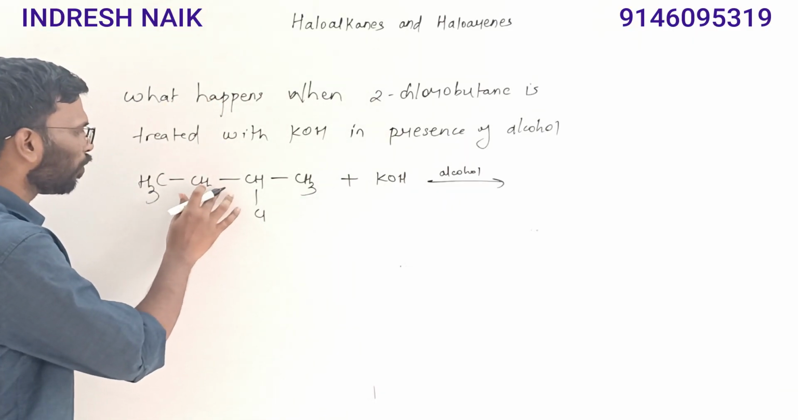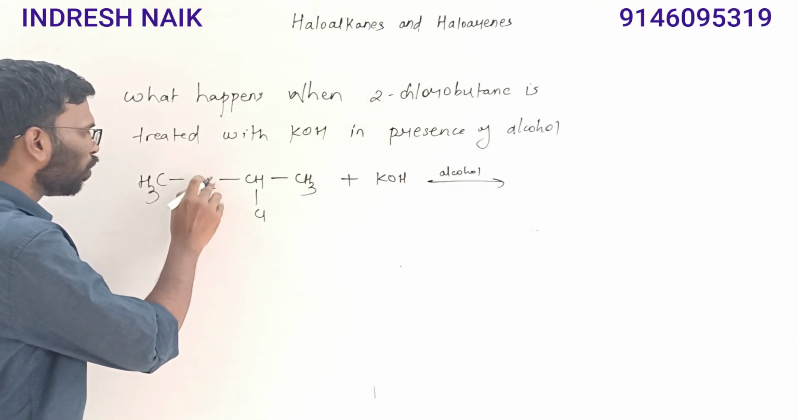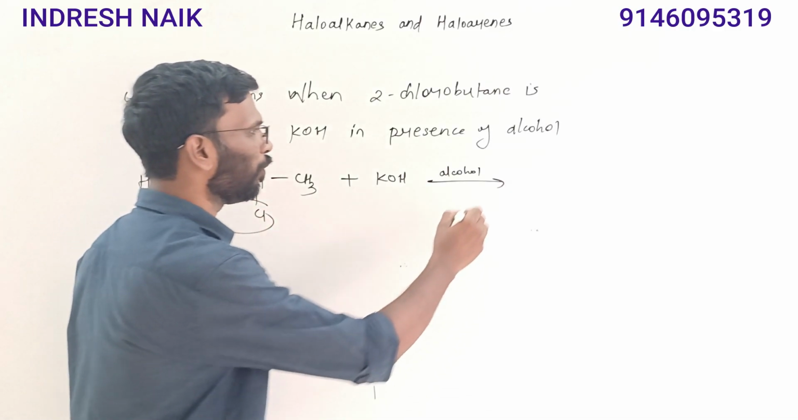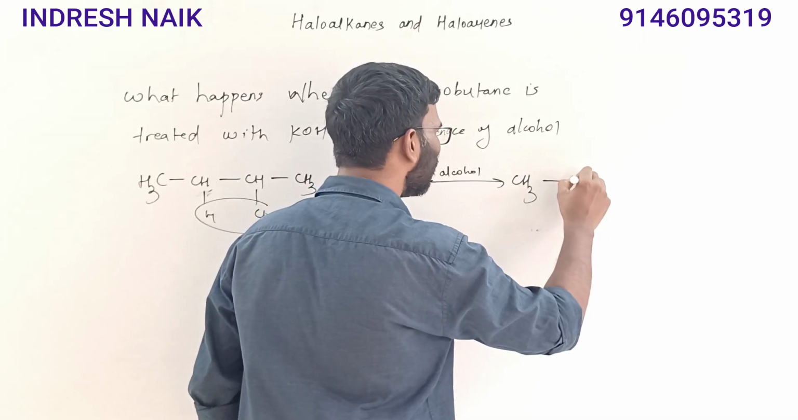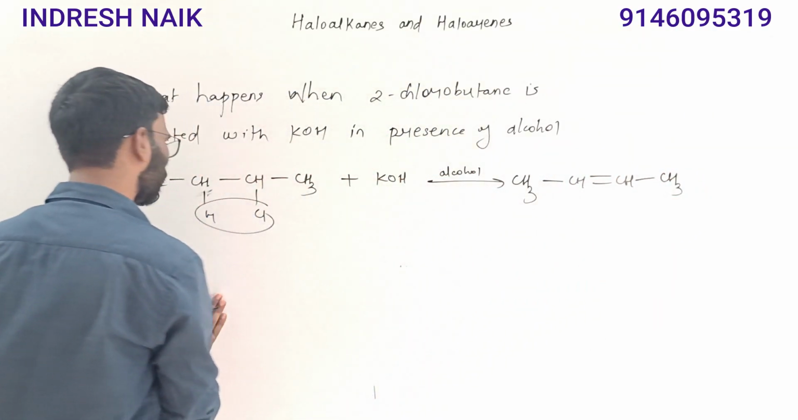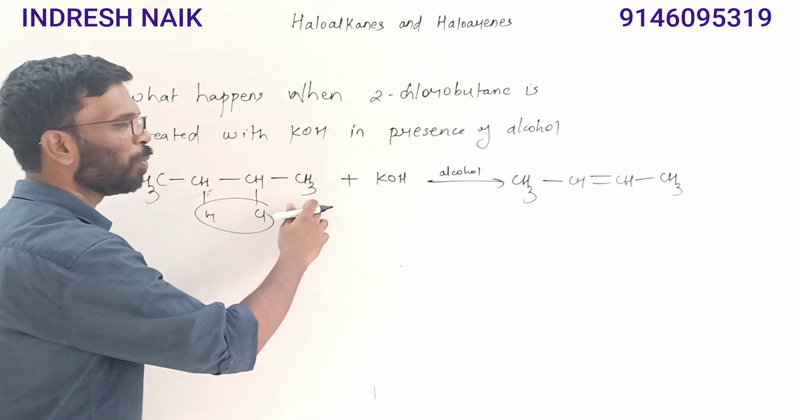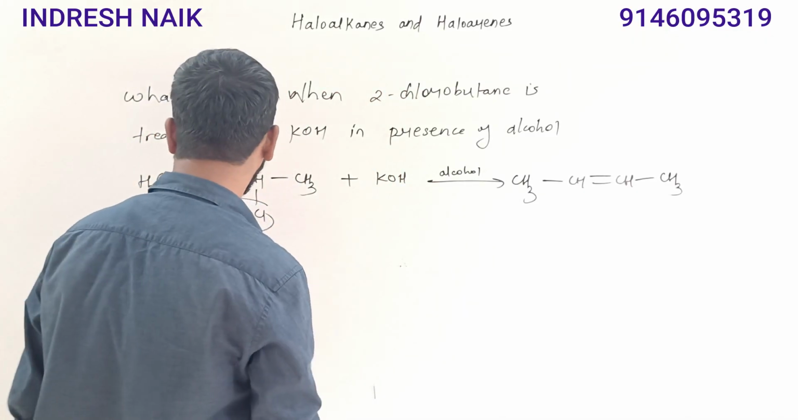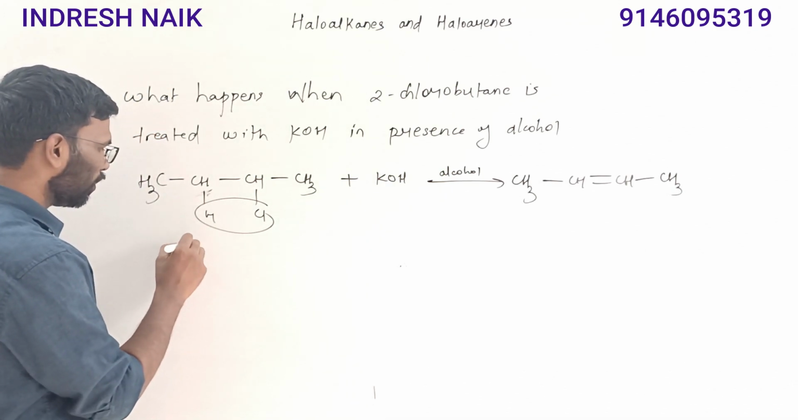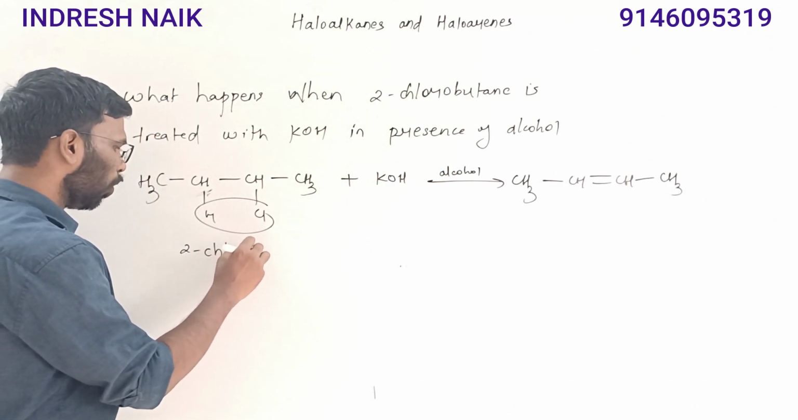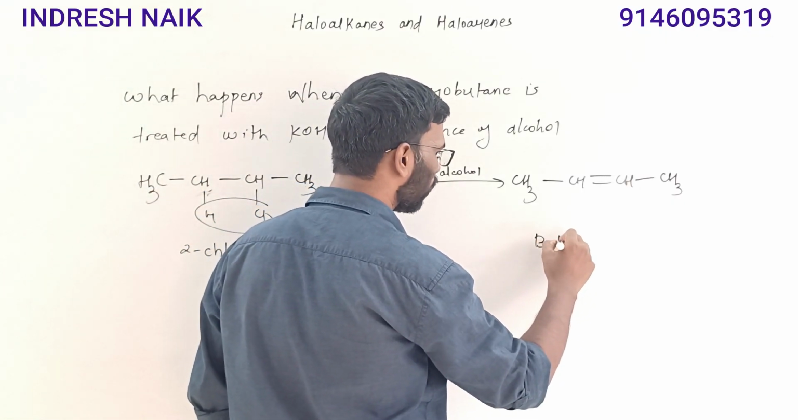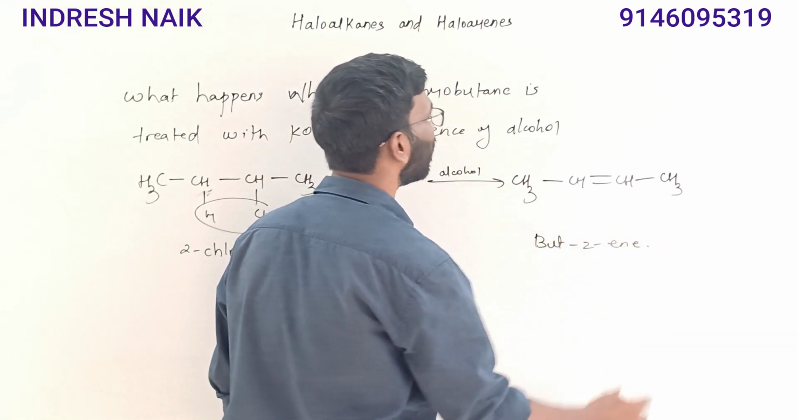The major product will be this. You will be eliminating HCl, so a double bond is formed in between. This is the alkene formed over here, so this is the major product. If the Cl was over here, there would have been only one product possible, that is but-1-ene. So here this is 2-chlorobutane, and what you get is but-2-ene as the product.